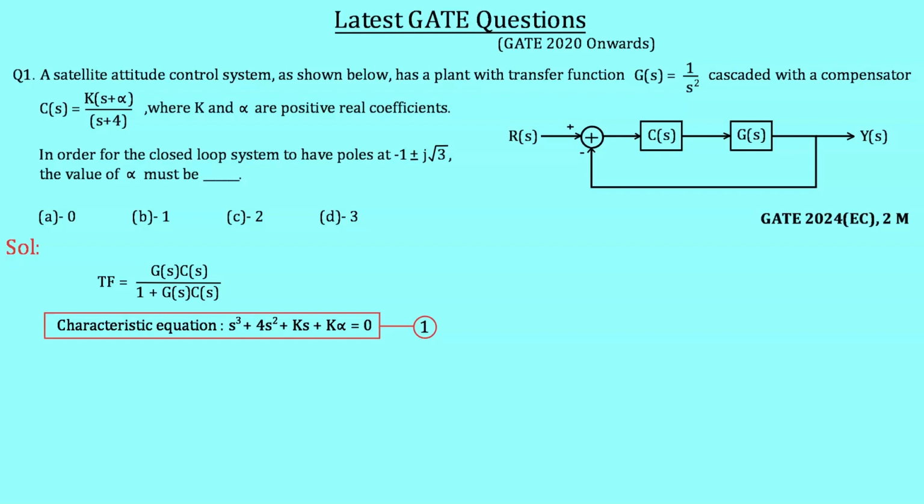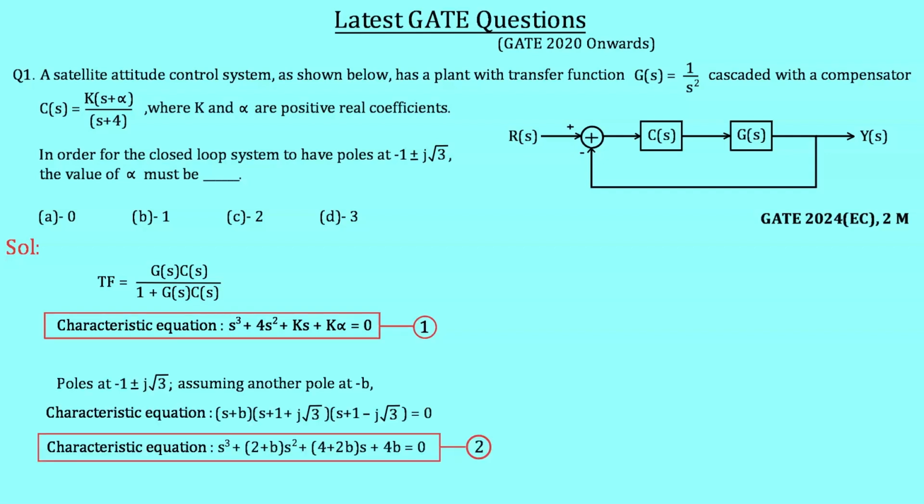We can easily find the characteristic equation for the given system. First we have to find the transfer function and then the denominator is simply the characteristic equation. But in the question we are also provided that the closed loop system is having poles at -1 ± j√3. If we assume another pole at -b, then the characteristic equation will come in the form of s³ + (2+b)s² + (4+2b)s + 4b.